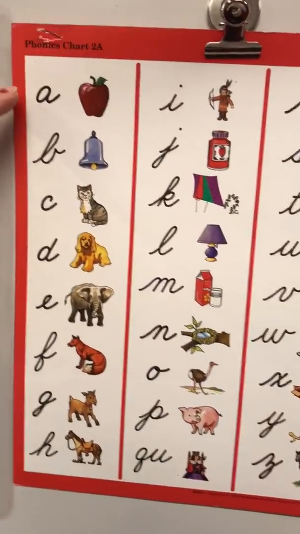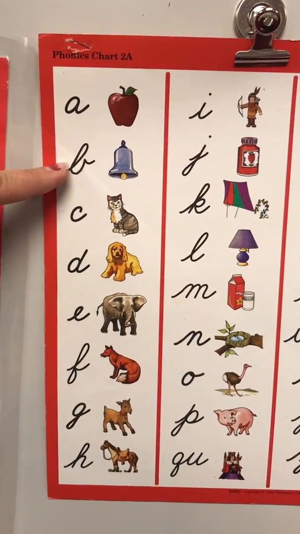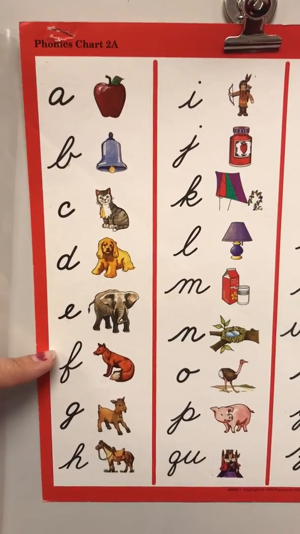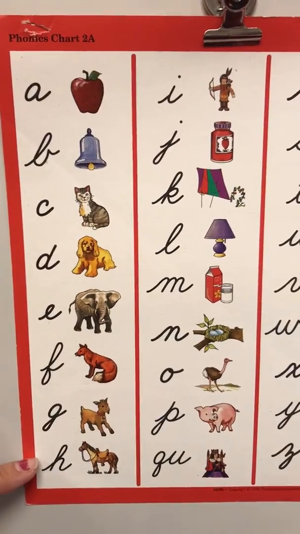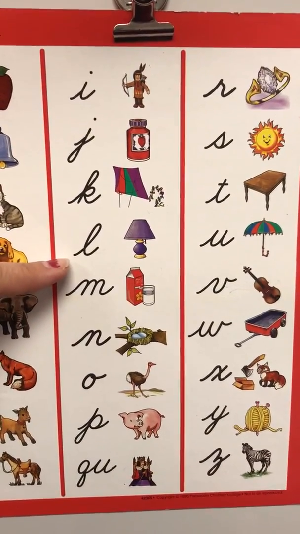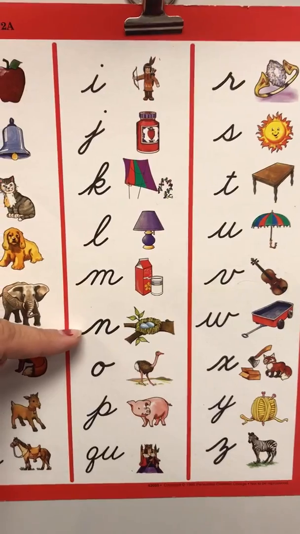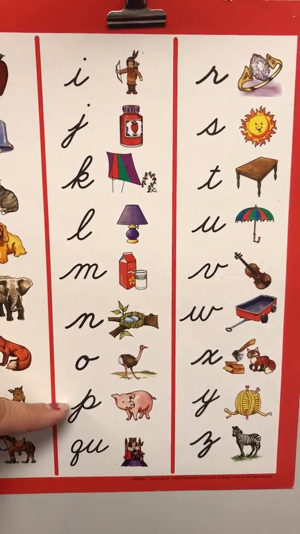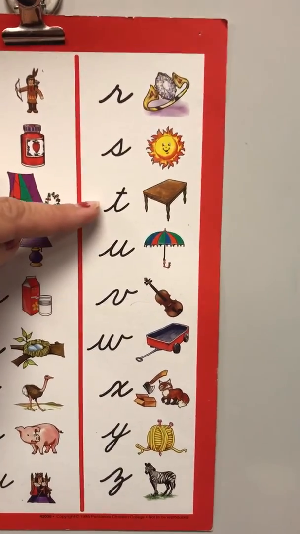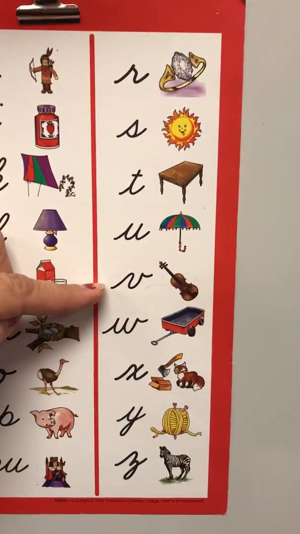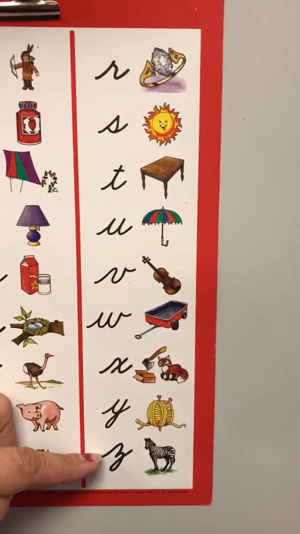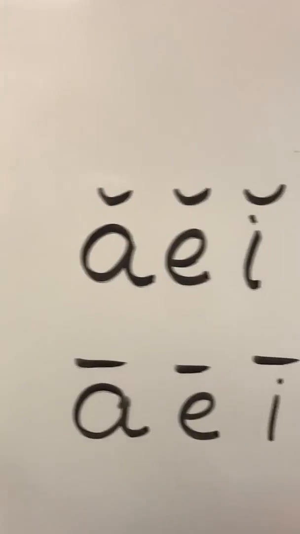Is everybody with me? Let's do it together. A, b, k, d, e, f, g, h, I, j, k, o, a, s, t, a, v, w, x, y, z. Now let's look at our vowels, our soft vowels and our long vowels.